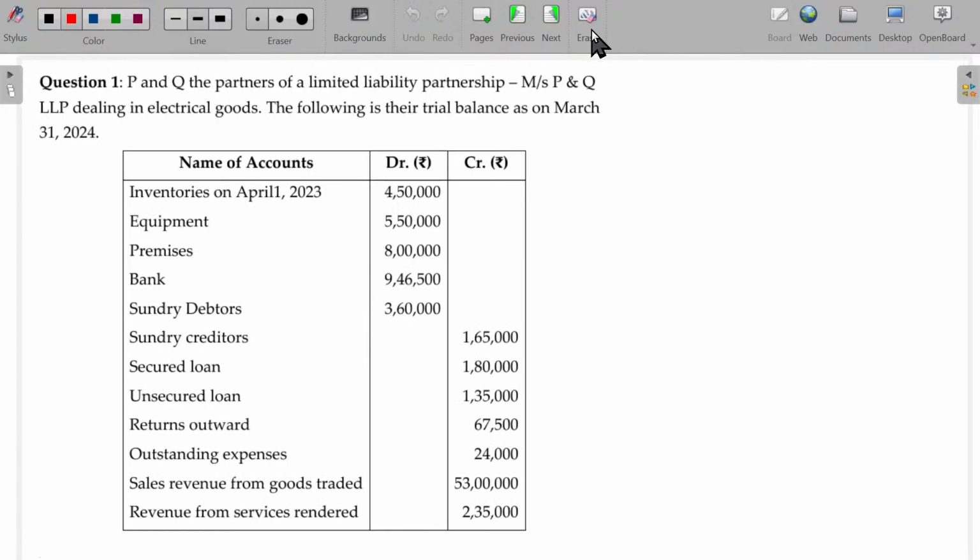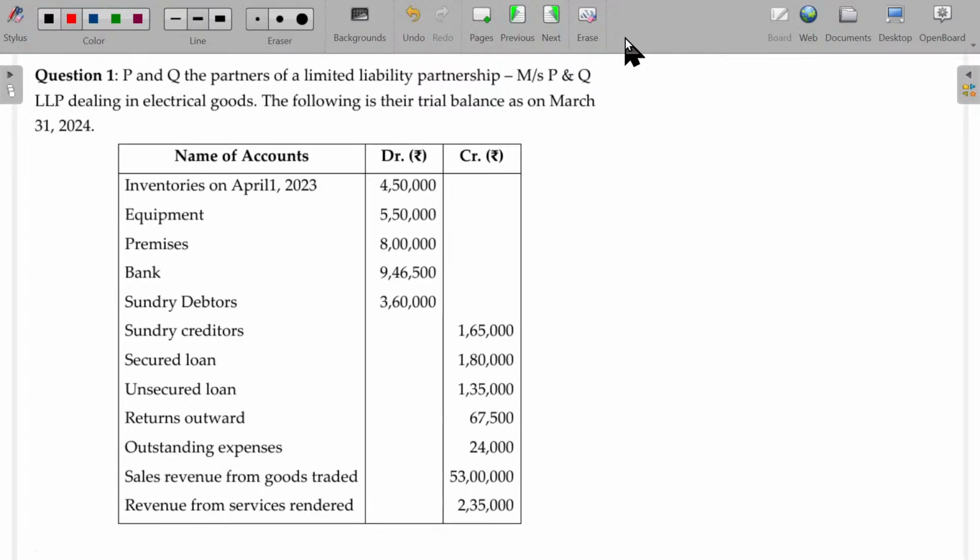Clear? Now let's try to solve this illustration. Come on, join with me to solve this illustration. Make it faster.